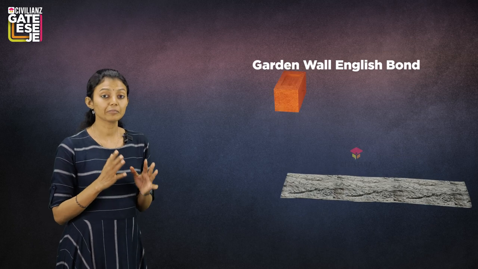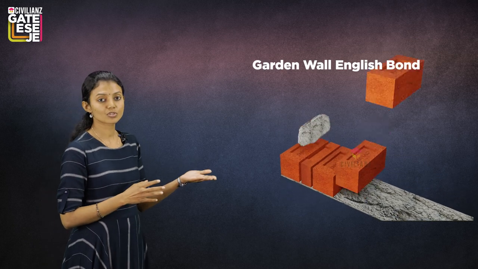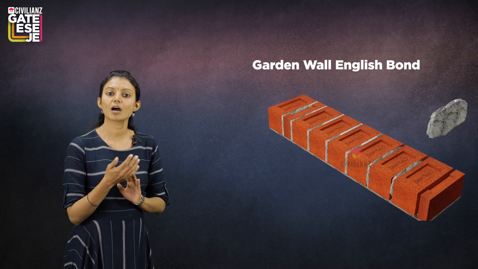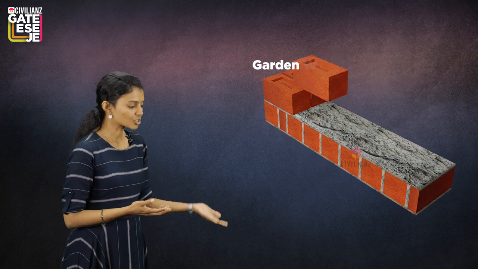In a garden wall English bond, as the name indicates, alternate courses of headers and stretchers are placed, because we all know in English bond there are alternate courses of headers and stretchers. But there is a slight difference. The header courses and stretcher courses are placed in a ratio of 1:3 or 1:5, which means one header course is followed by three stretcher courses above that, or five stretcher courses above that.